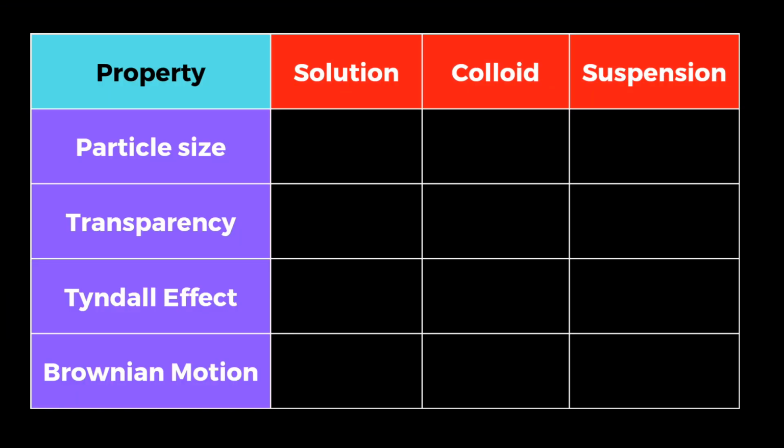Now, it's time to compare all the three types of mixture. For that, first we need to take some properties to analyze it in detail. The properties are particle size, transparency, Tyndall effect, and Brownian motion. The particle size of the solution is less than 1 nanometer, and the particle size of the colloid is in between 1 nanometer and 1000 nanometer, and the particle size of the suspension is usually greater than 1000 nanometer.